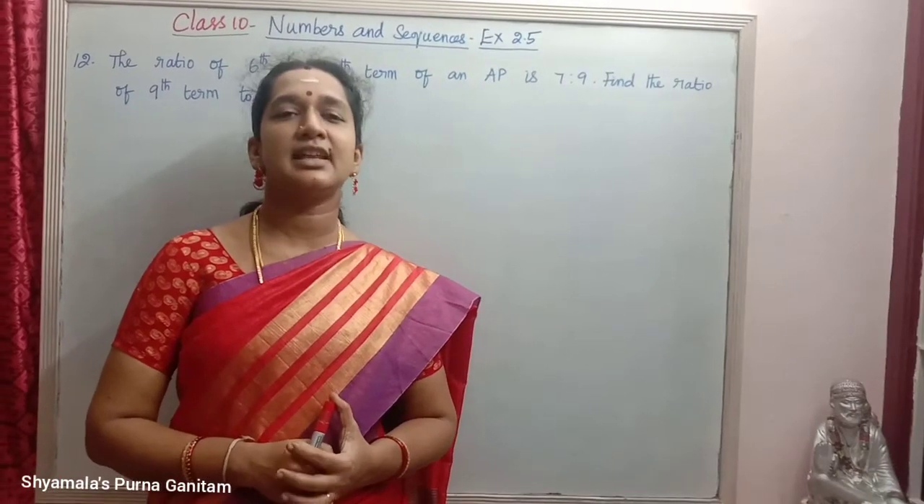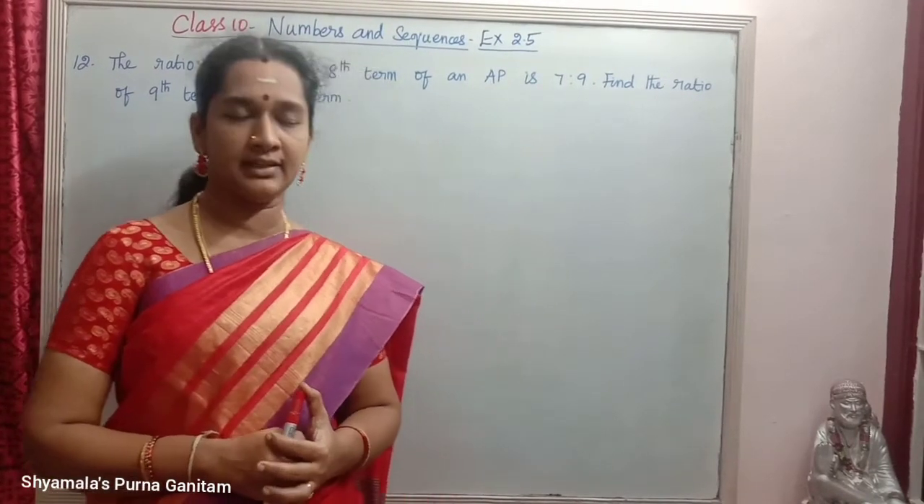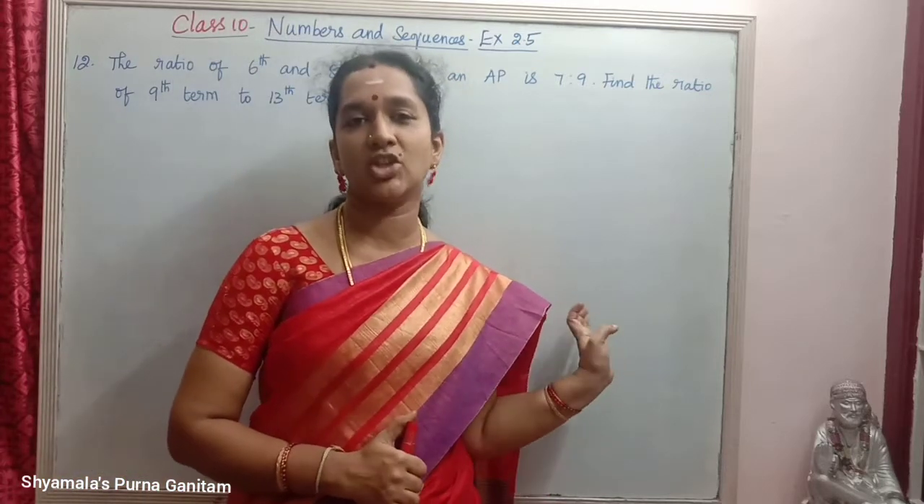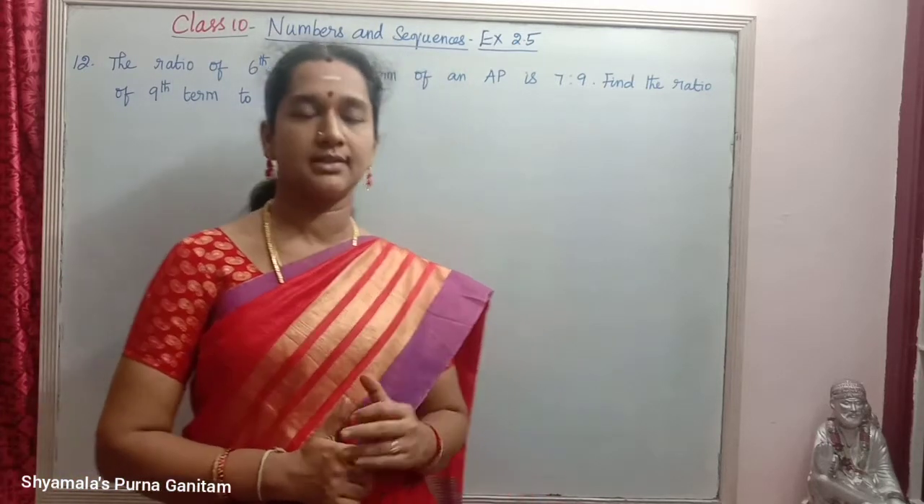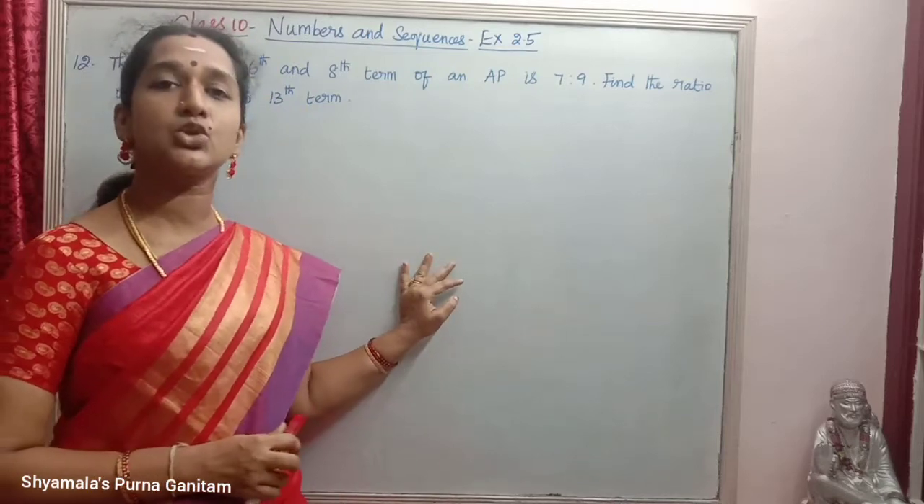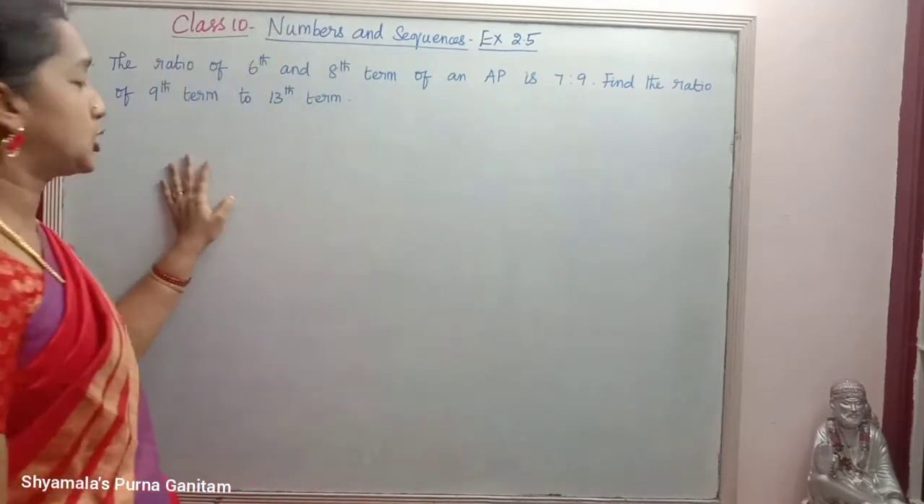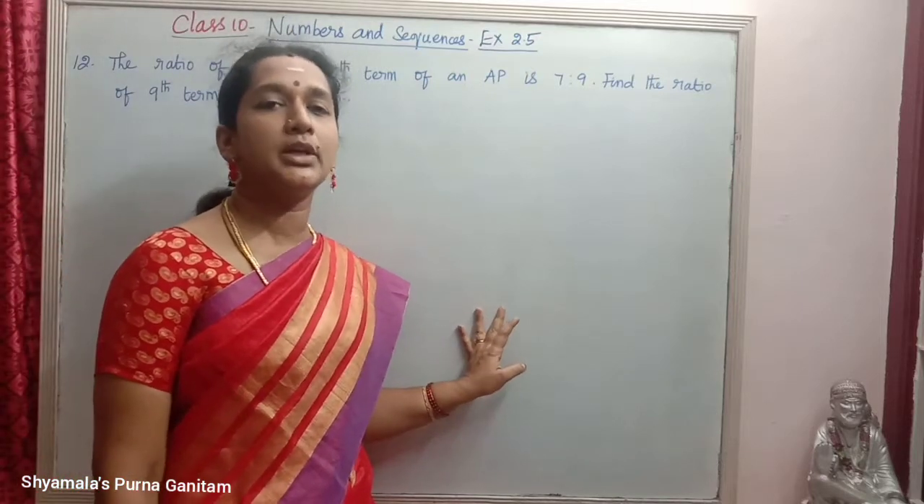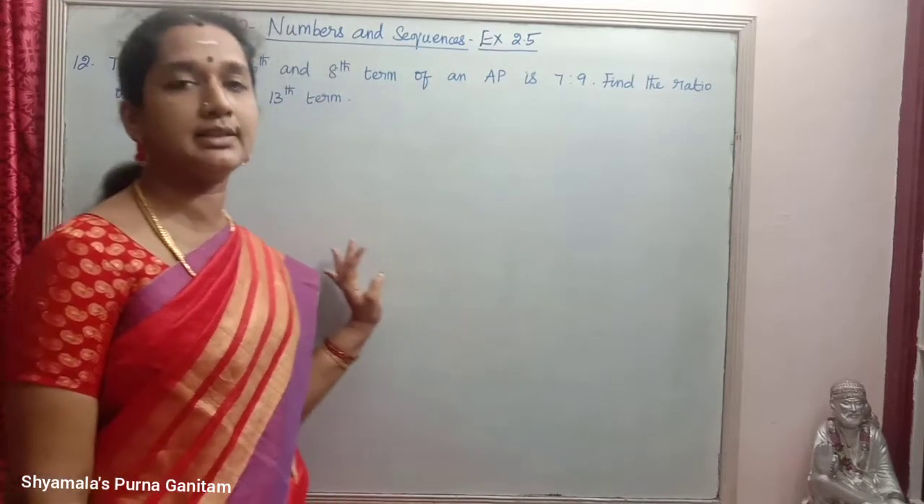Students, in this class I will be doing the class 10 Samacheer Kalvi or matriculation syllabus. I am doing the second chapter, numbers and sequences, exercise 2.5. The 12th sum. 11 sums I already completed in my previous class. Now I will continue with the exercise. I will do the 12th sum.